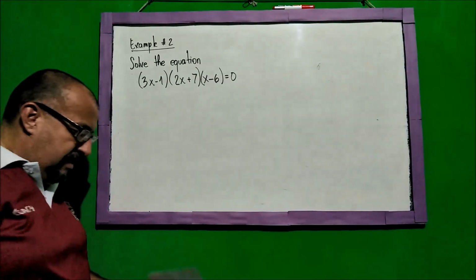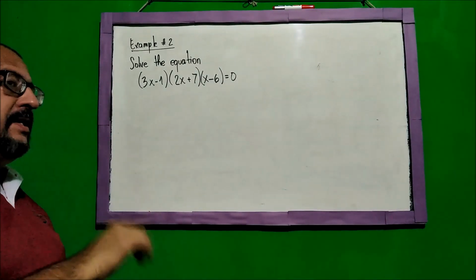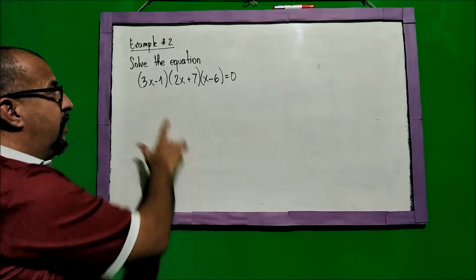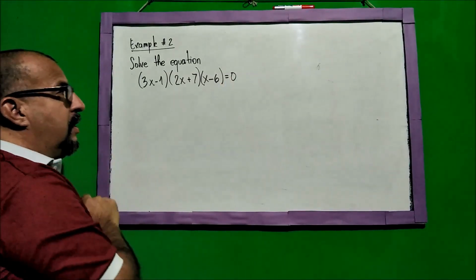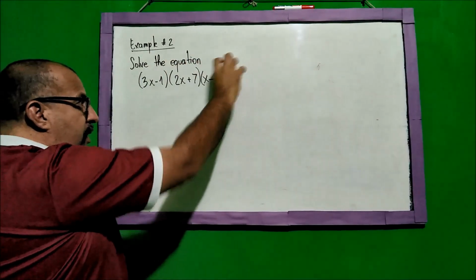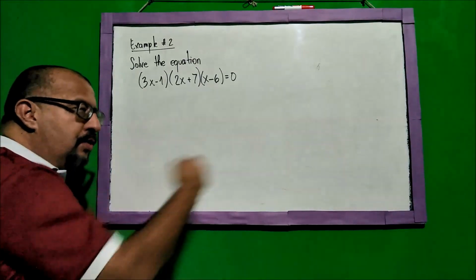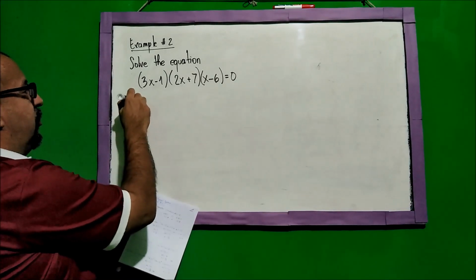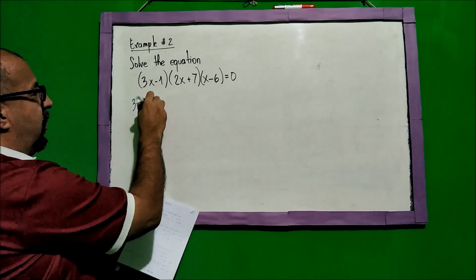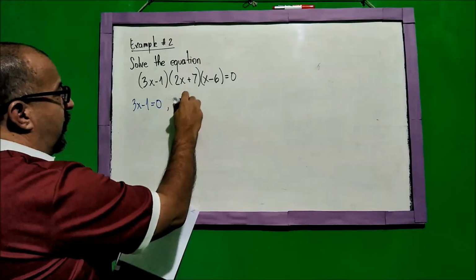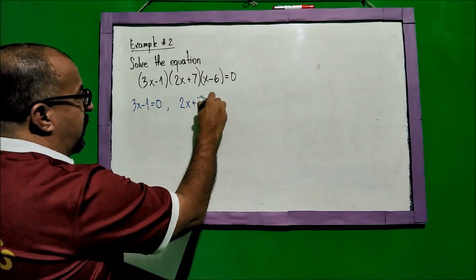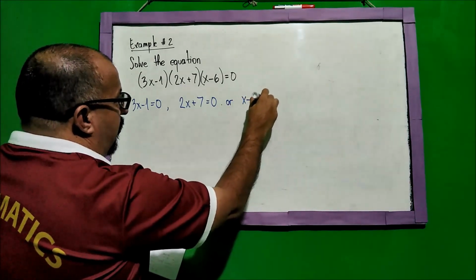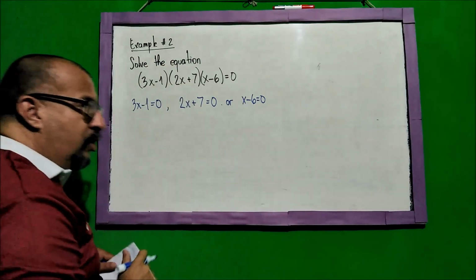When you have this number of factors, what you identify immediately is the number of possible answers that you're going to have with your equation. Since in here I have 3 factors, then my polynomial equation is going to have 3 solutions to the problem. So we start by solving independently each one of them. So 3x minus 1 equals 0, 2x plus 7 equals 0, or x minus 6 equals 0, and we go downward with each one of them.